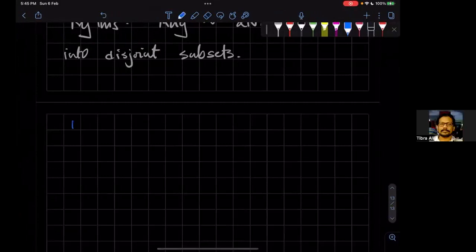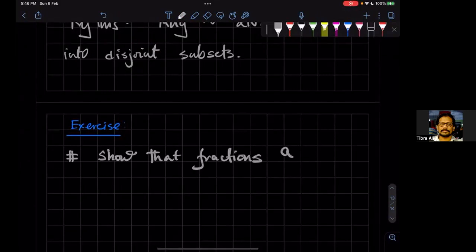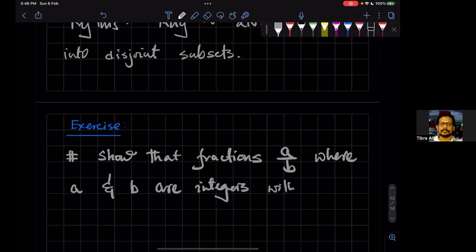So this is an exercise I would like you to do. Oh, sorry. Show that fractions A over B, where A and B are integers with B being non-zero, form equivalence classes.